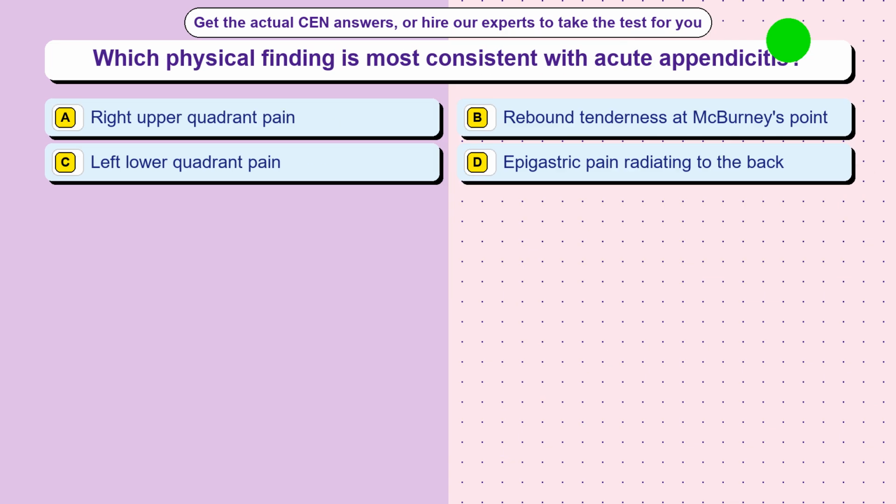Question 93. Which physical finding is most consistent with acute appendicitis? Option A, right upper quadrant pain. Option B, rebound tenderness at McBurney's point. Option C, left lower quadrant pain. Option D, epigastric pain radiating to the back.